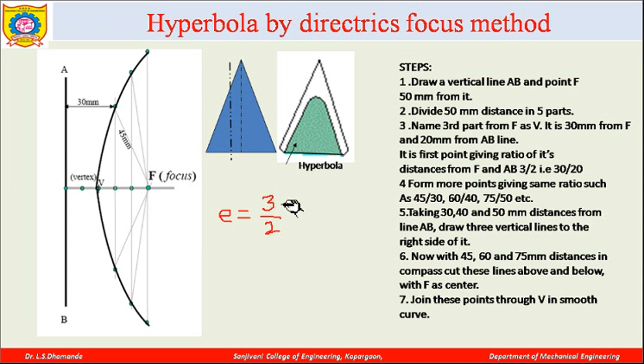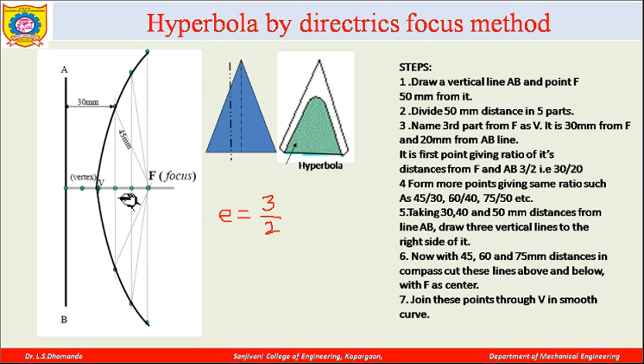So we'll be considering the distances 3 and 2 as 30 mm and 20 mm, which means the total will be 50 mm. So let us draw the directrix line first of all, that is line AB, a vertical line, and from here we have to draw a distance equal to 50 mm. This 3 plus 2 means 5, so 50 mm distance you have to draw from this directrix line AB, and then divide this distance into 5 equal parts, as you have to divide it in the 3:2 ratio.